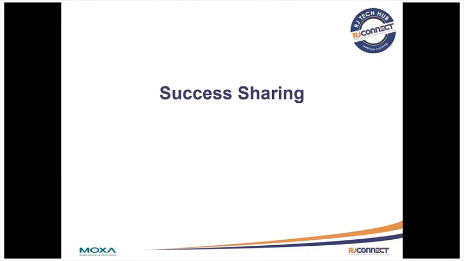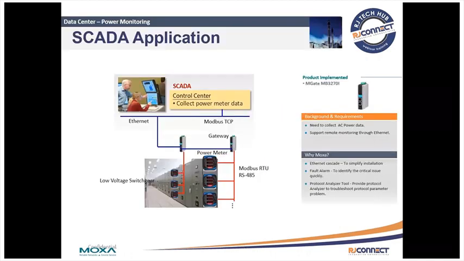Just some success case sharing, guys. Here we've got a SCADA application where the need was to collect AC power data from various power meters. The reason this customer chose to use Moxa is the Ethernet cascading feature, which simplified the installation, fault alarms to identify critical issues quickly, and the protocol analyzer tool to provide protocol analysis to troubleshoot protocol parameter problems. And in this case, they were using the 3270I.